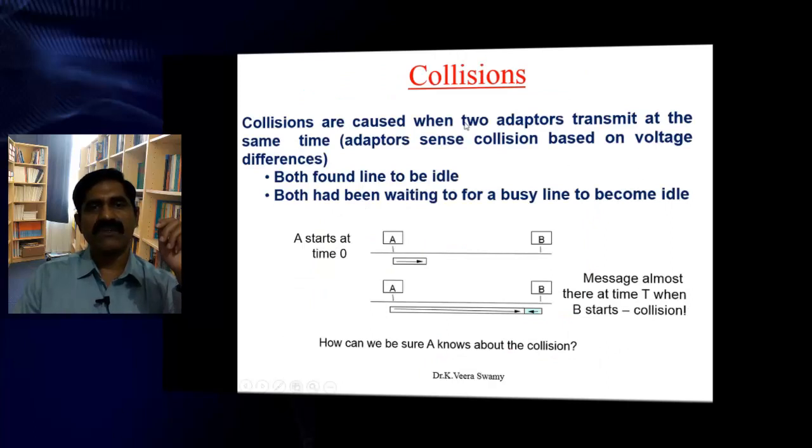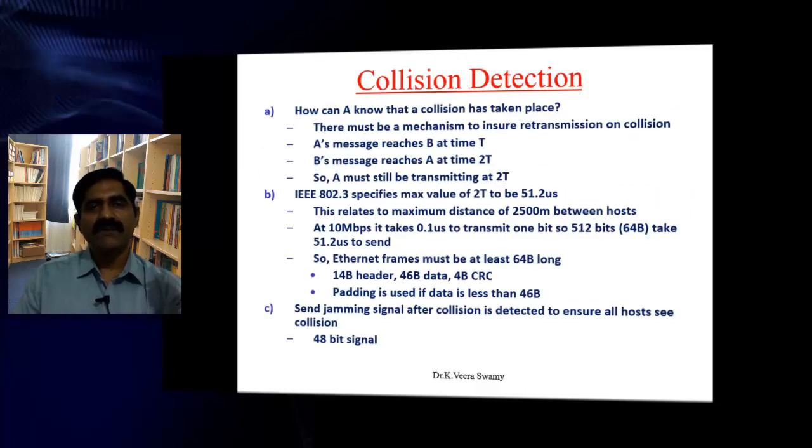Now collisions are caused when two adapters transmit at the same time. Basically your node is connected to the cable with the help of an adapter. Based on your voltage differences, you can identify whether a collision happened or not. Why? Because normal 0 value and normal 1 value are already defined. When a collision happens, your voltage values automatically might be different. So based on voltage values, you can identify the collision. Anyway, once a collision is detected, you send a jamming signal so that everything will be blocked.